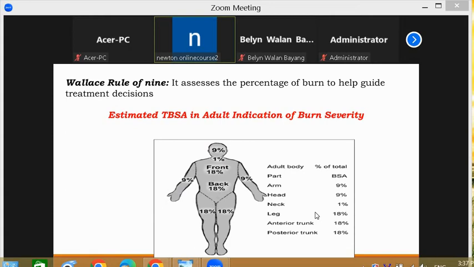For example, the patient got a burn on one hand and one leg. How will you calculate the total? 9 plus 18, because they have already been given. Here you can see arm 9%, head 9%, neck 1%, leg 18%, anterior trunk and posterior trunk. Anterior means front side and posterior means back side.